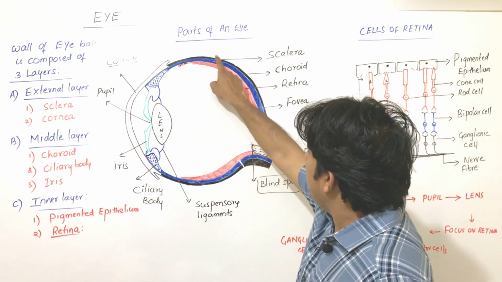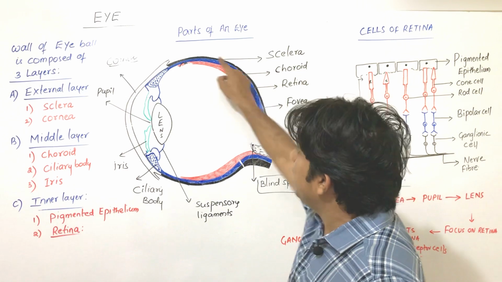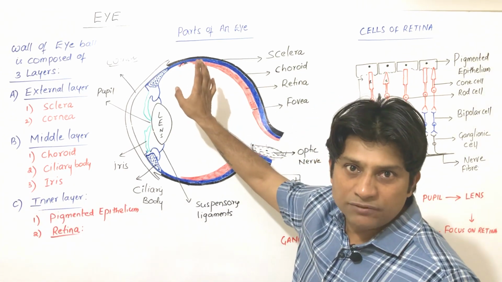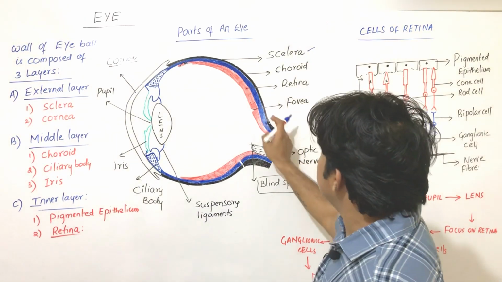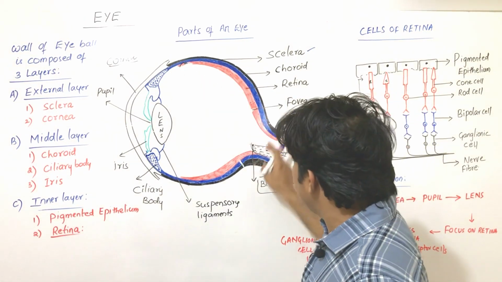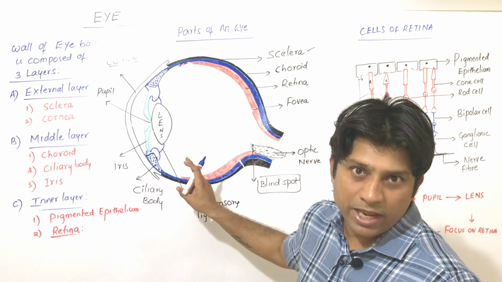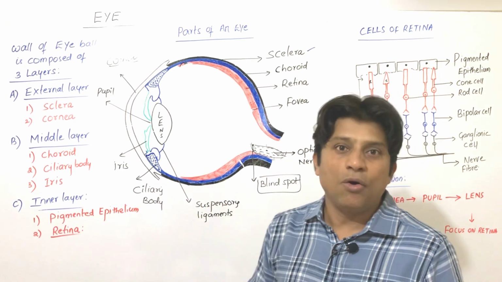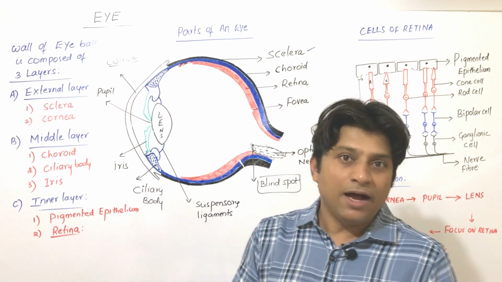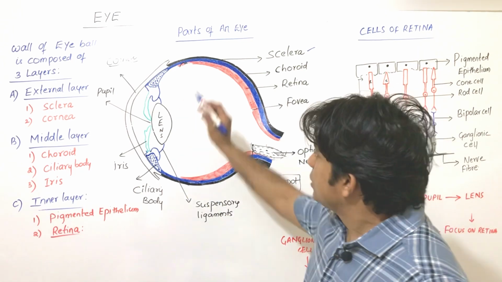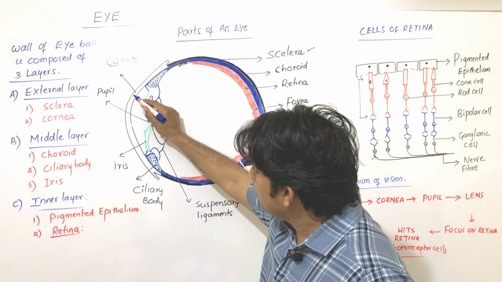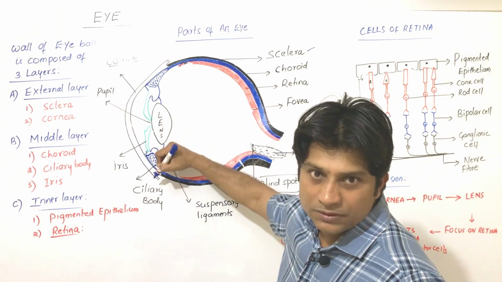The outer layer is actually made of dense connective tissue, which is called sclera. This entire layer from outside is the dense connective tissue layer called sclera, the white of the eye. What you can see as the white color in the eye, that part is the sclera. Anteriorly, the sclera continues as the cornea.